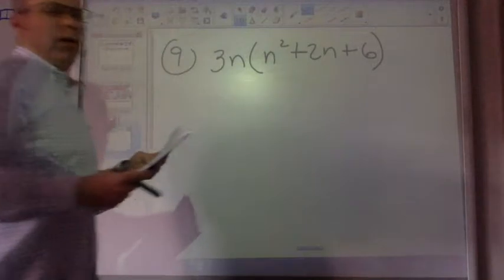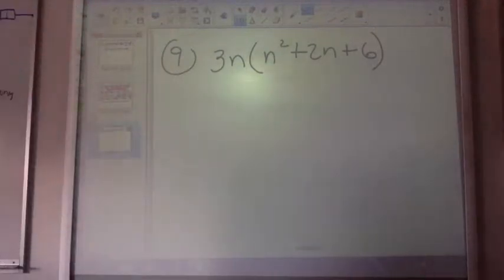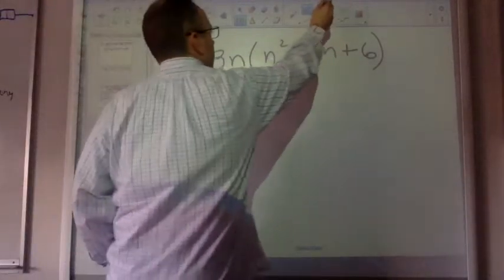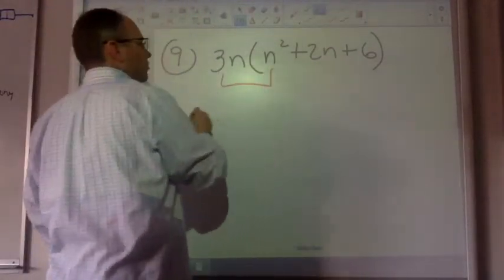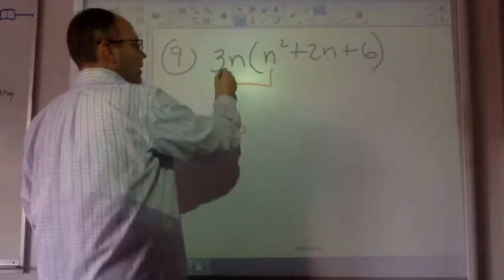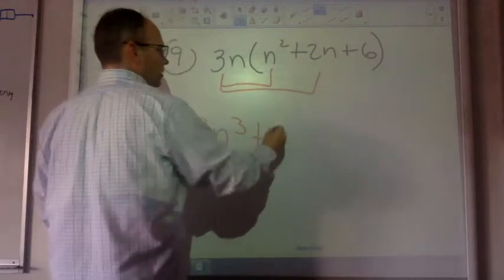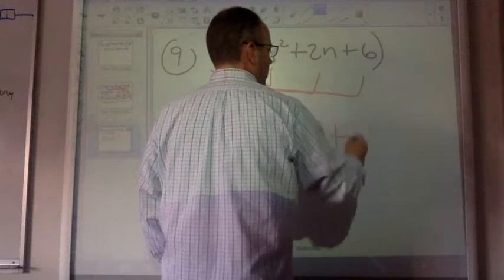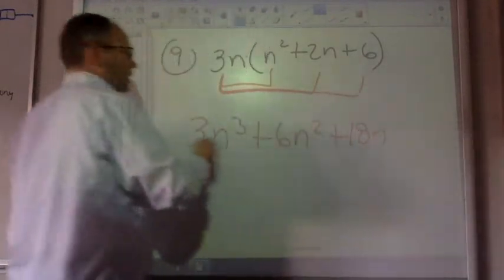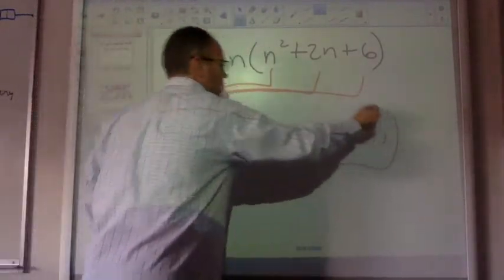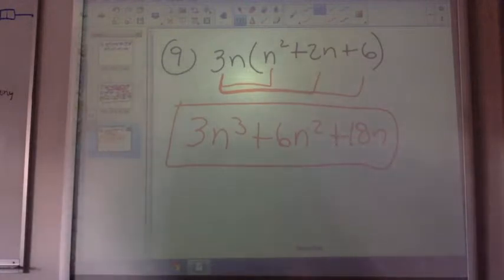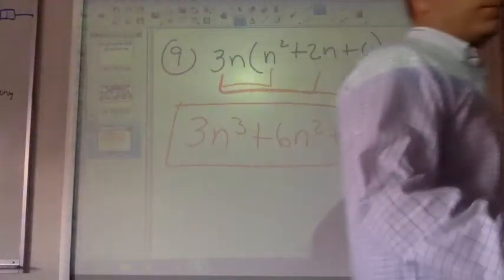So here I have only a single distribution. What's going to be distributed over the parentheses? 3n. Okay? So 3n here, that gives me 3n to the third power. 3n times this is plus 6n squared, and 3n times 6. It's in descending order. It's all done. Okay? Anything else there?